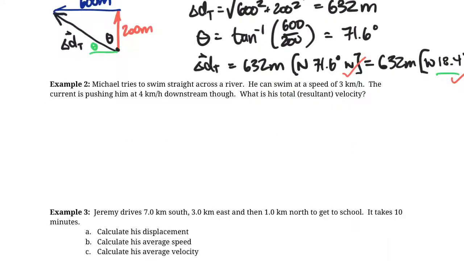Michael tries to swim straight across the river. He can swim at a speed of 3 kilometers per hour. The current is pushing him 4 kilometers per hour downstream.